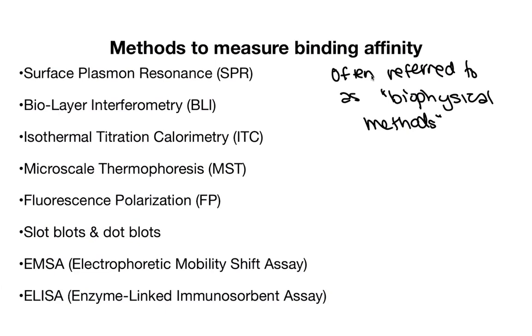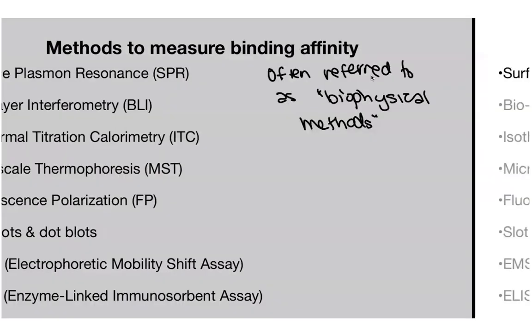These are surface plasmon resonance, SPR, biolayer interferometry, BLI, isothermal titration calorimetry, ITC, microscale thermophoresis, or MST, fluorescence polarization, FP, slot blots and dot blots, EMSA, electrophoretic mobility shift assay, and ELISA, enzyme-linked immunosorbent assay. Yes, there are a lot of acronyms in biochemistry, but that's because there are a lot of these words pushed together, and it's better to have a bunch of acronyms than a bunch of really long phrases.